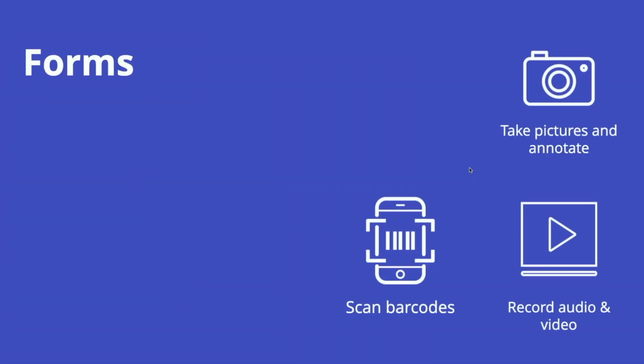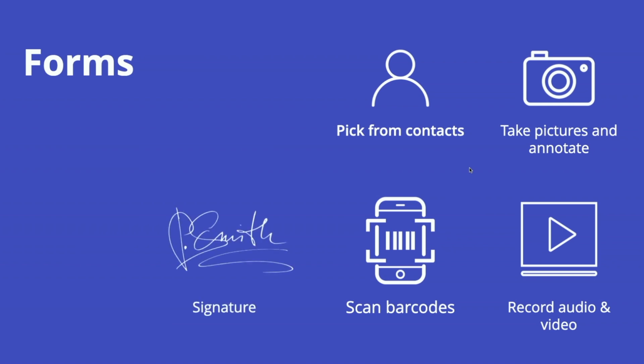So we saw about these three things: scanning QR codes and barcodes, taking pictures, and recording audio and video. If you're using a name field, an email, phone, or address field, you can automatically tap on it, and it'll give you the option of picking that information from the contacts in your device. There's also a signature field, so you'll be able to just draw a signature on your phone. And then somebody here asked about location, right?